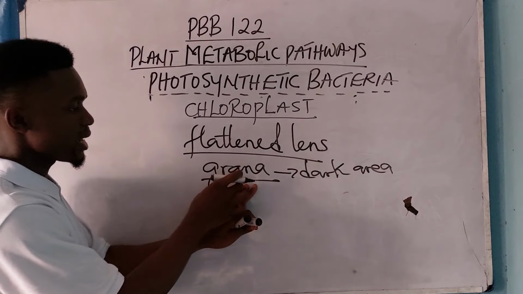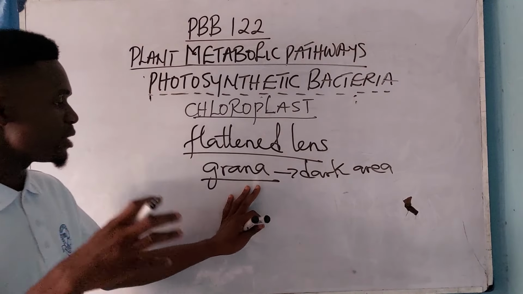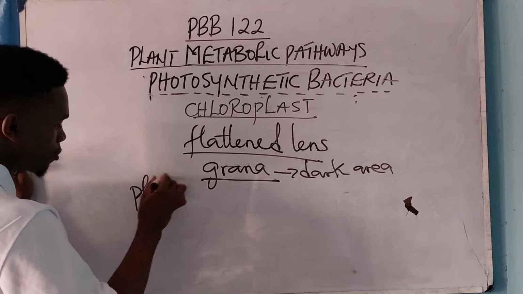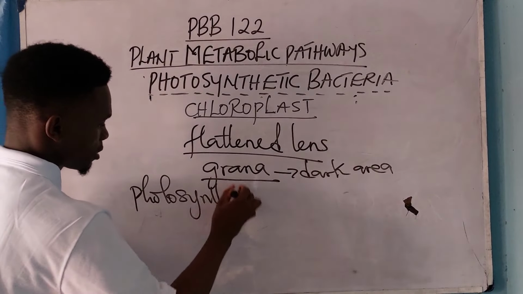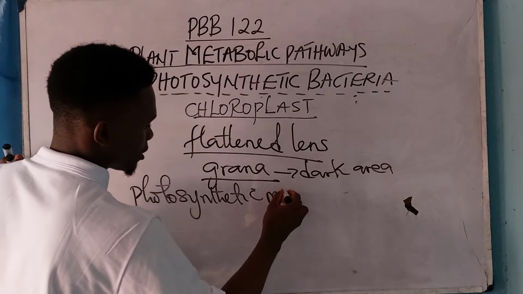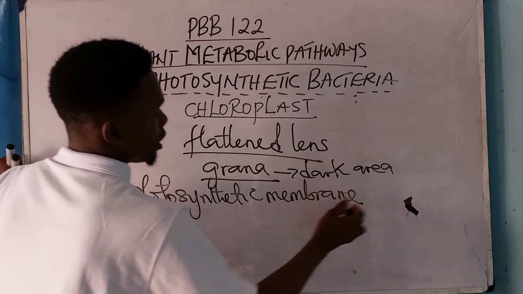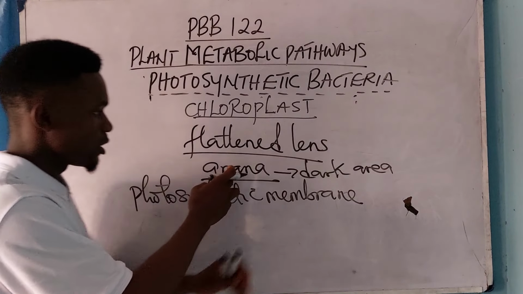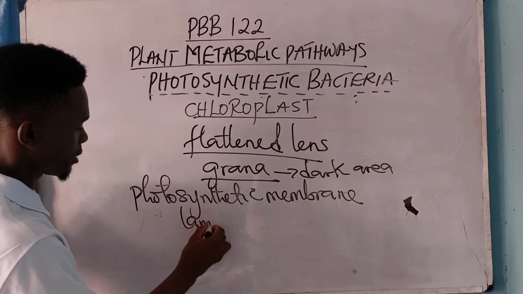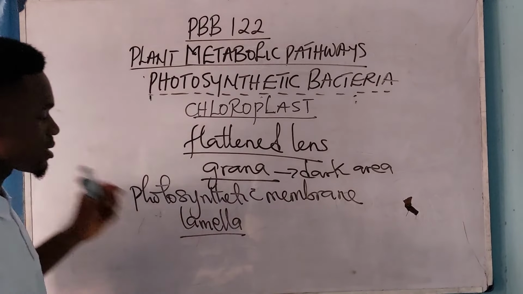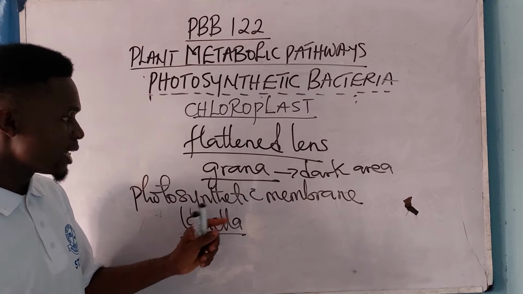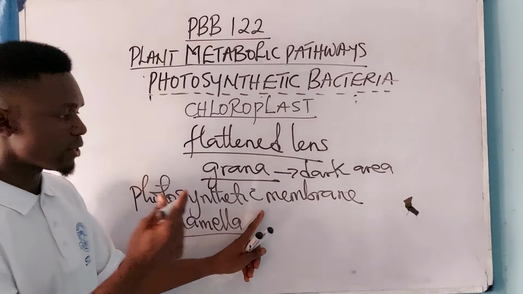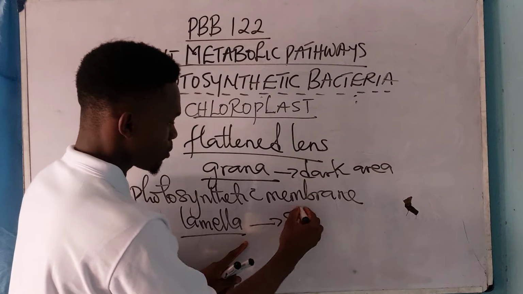This grana is found in a membrane, the lamella of the photosynthetic membrane. Please, the photosynthetic membrane where the grana is found is called lamella. The grana is found in the lamella. Now the light part of the lamella is called stroma.